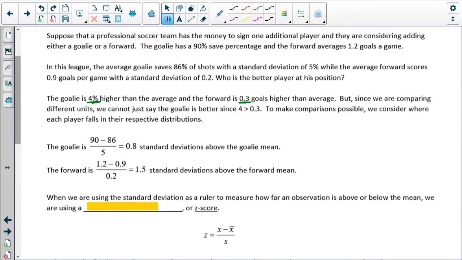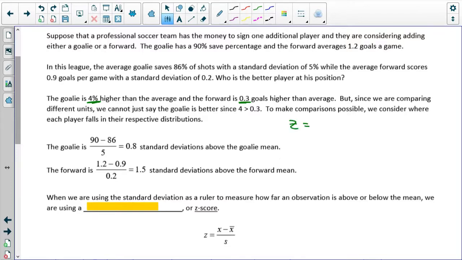But we can't just say 4 is greater than 0.3 because they're not in the same units. They don't really mean the same thing. There are lots of different ways that we can figure out who's better. Just looking at this numerically may not be the best way to go about it. So we have to change these to compare things that don't have units. The way we do that is by using a z-score.